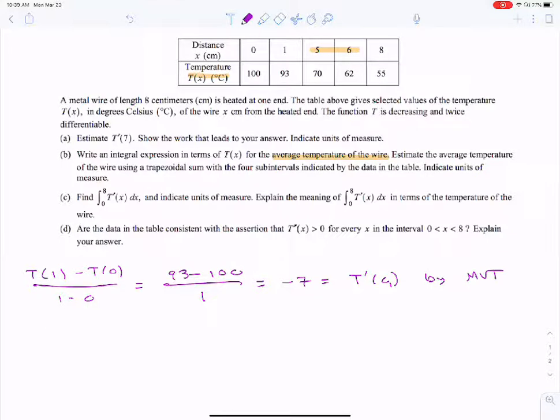Let's keep on going. So now let's go to, and I don't know if I would show all these things, let's just go through it. I want to make sure this process makes sense. So the next one, I'm going to look at the interval from 1 to 5. And that's going to be 5 minus 1. So that equals, what are our values here? Sorry. That is 70 minus 93 over 4.